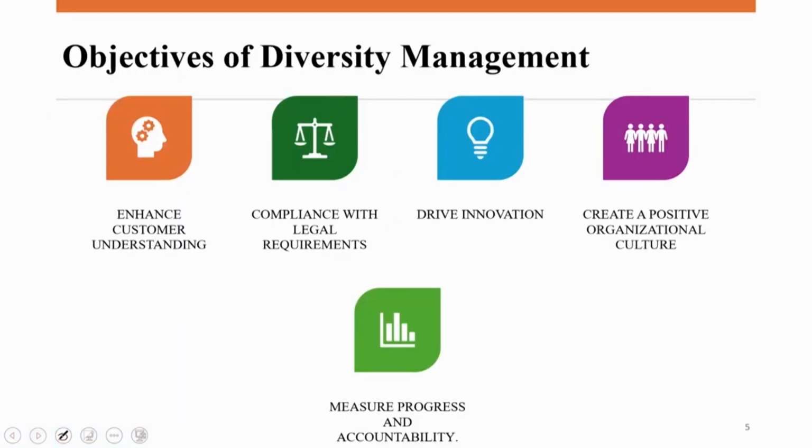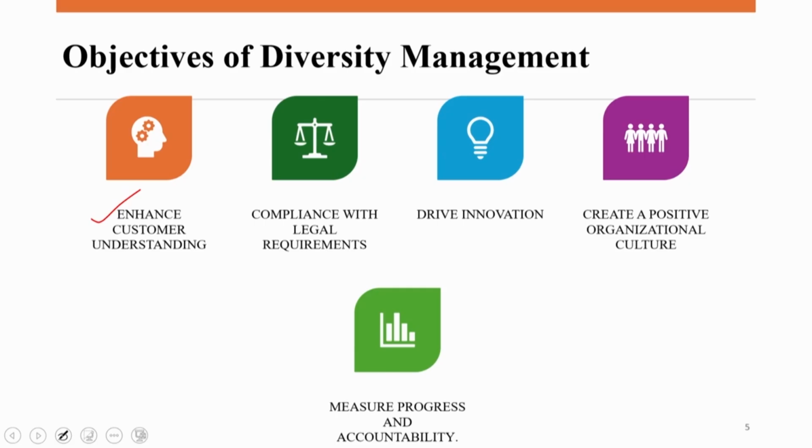Now, when you look into objectives of diversity management, you'll also see that it has the feature of enhancing customer understanding. A diverse workforce can better understand and meet the needs of a diverse customer base. So this understanding can lead to improved customer satisfaction and loyalty for that matter.